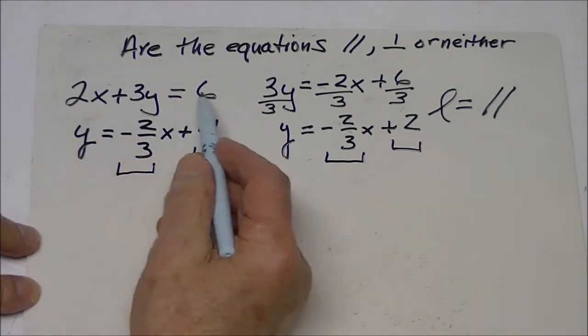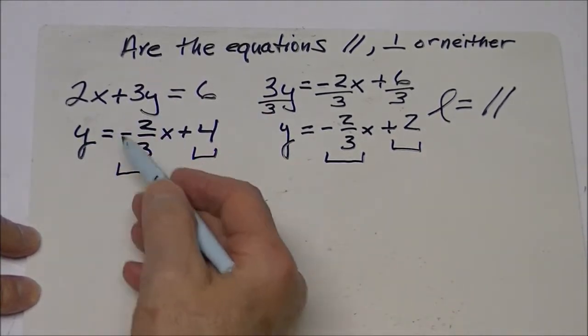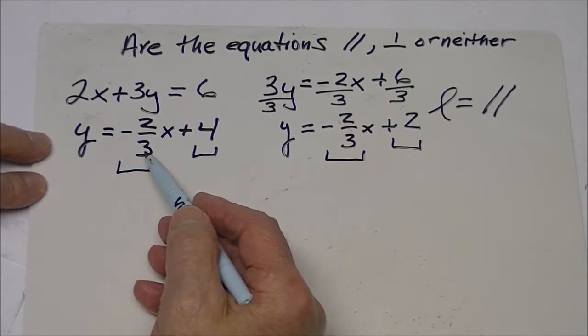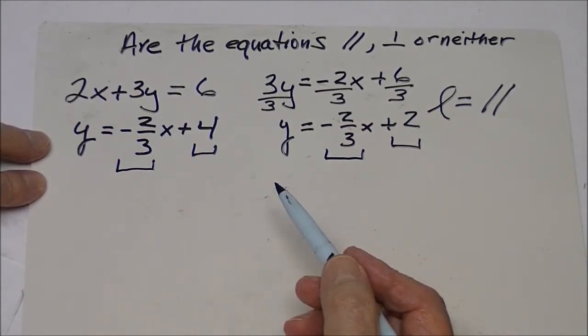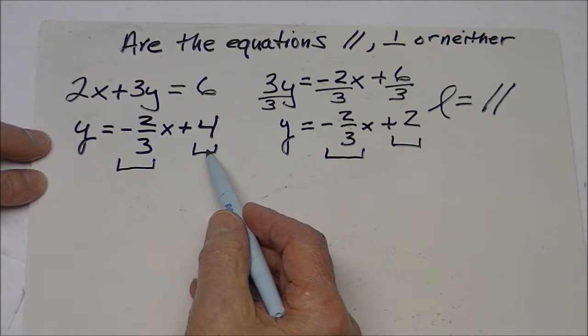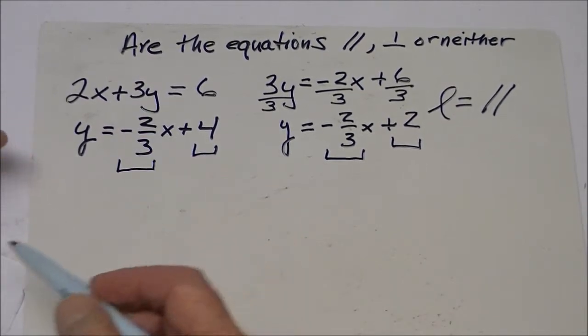And we'll be giving you some to do something similar to them. They may both be in standard form, or one might be in slope-intercept. You have to put them both in slope-intercept form and then compare the slopes.